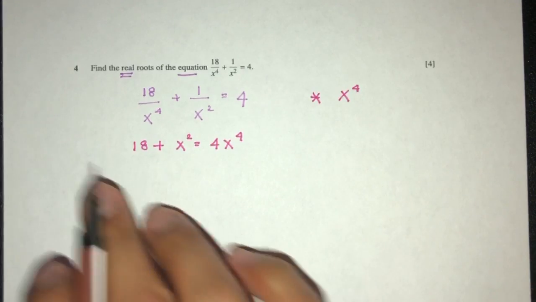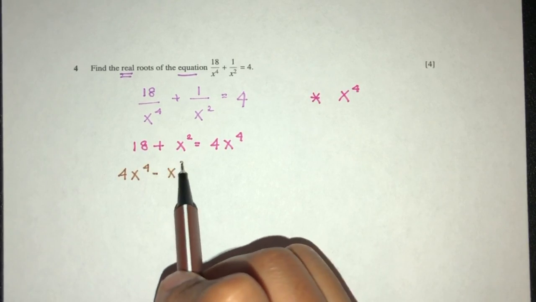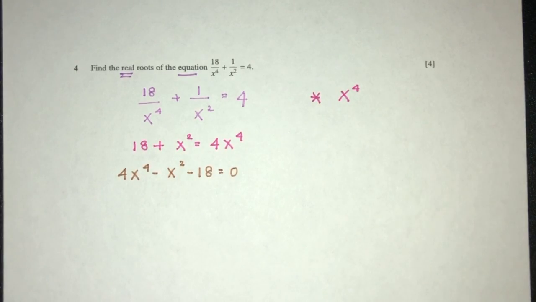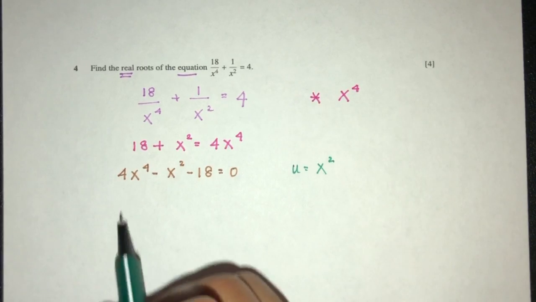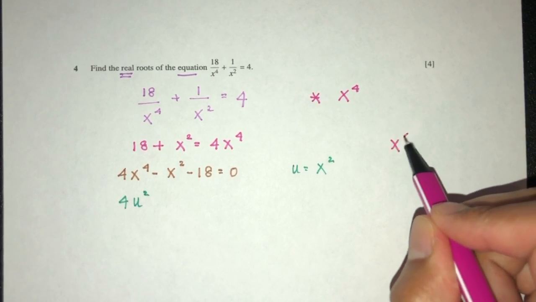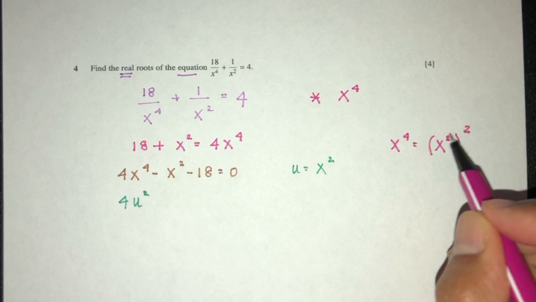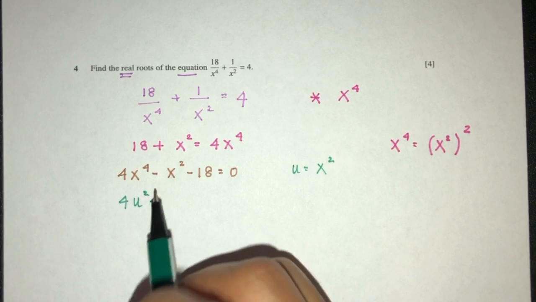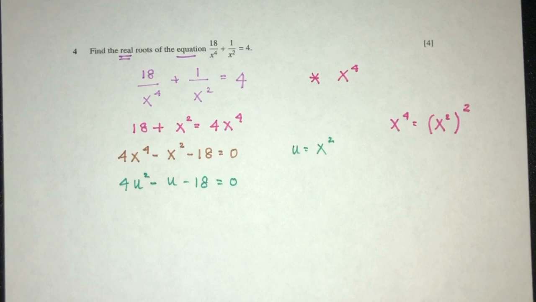Now we have to simplify. Let's send everything to one side. You will have 4x power 4 minus x squared minus 18 have to be 0. Now again, I know this can be confusing, so what I propose is we can write this down as let u equal to x squared. So you have 4u squared, because we have to realize that x power 4 is also what? X squared squared. Now x squared is now u, so u squared, right? Now minus x squared will be u, minus 18. So now this is much simpler, right? It is a quadratic equation.